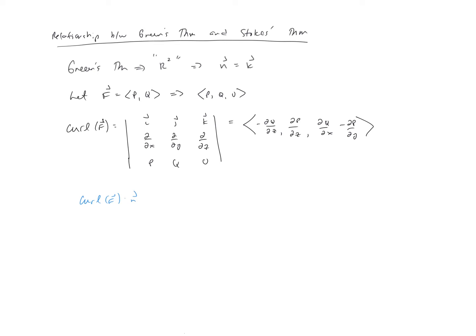Well, our n is going to be the k vector. So if I take this now and I dot it with 0, 0, 1, you can pretty clearly see that all I end up with now is that partial q partial x minus partial p partial y. And so there sits that integral now, dA, that was Green's theorem. So using Stokes' theorem, we were actually able to kind of reverse engineer Green's theorem. And again, it just shows you the relationship they have between the two.